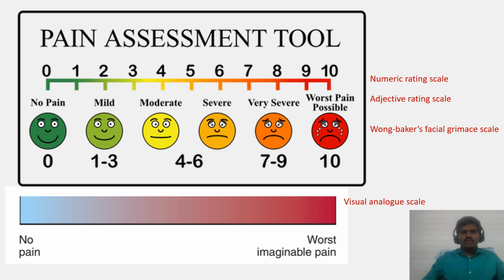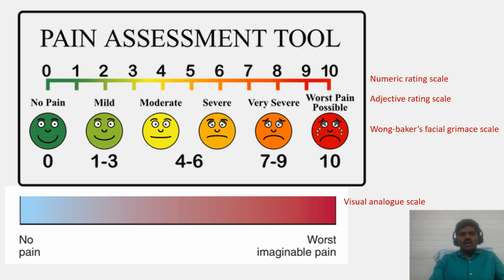So this is the universal pain assessment tool where you have a numeric rating scale in which the patient is asked to grade his pain from 0 to 10, where 0 is no pain and 10 is the worst pain possible. Next, you have the adjectival rating scale where the patient describes the pain in adjectives like no pain, mild pain, moderate pain, severe pain, very severe pain, and worst possible pain.